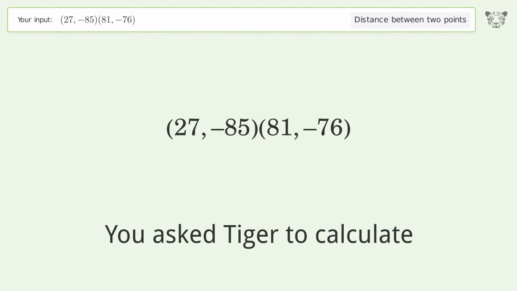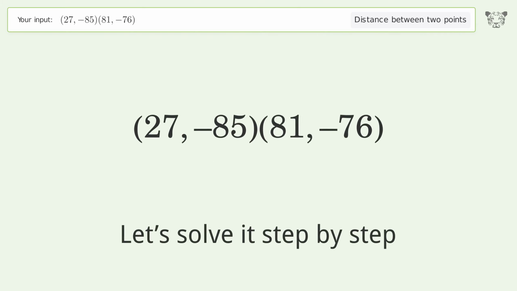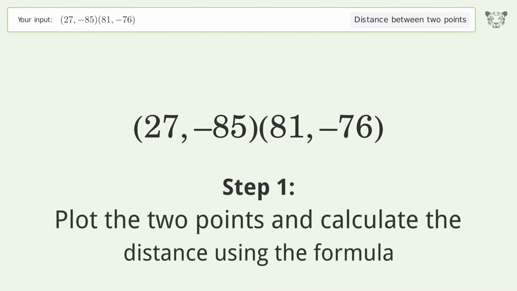You ask Tiger to calculate. This deals with the distance between 2 points. The distance between the 2 points is the square root of 2997, or 54.745. Let's solve it step by step. Plot the 2 points and calculate the distance using the formula.